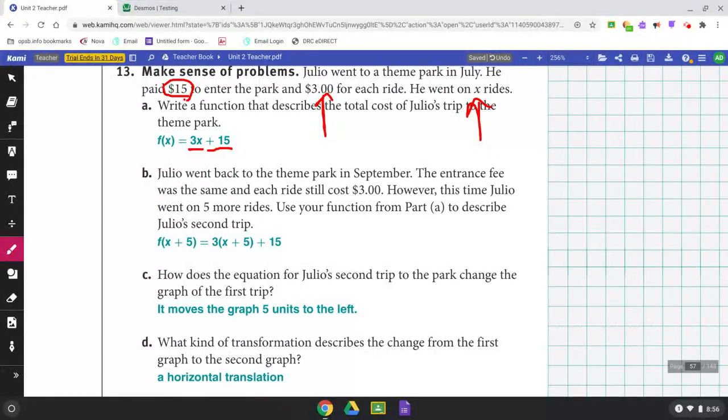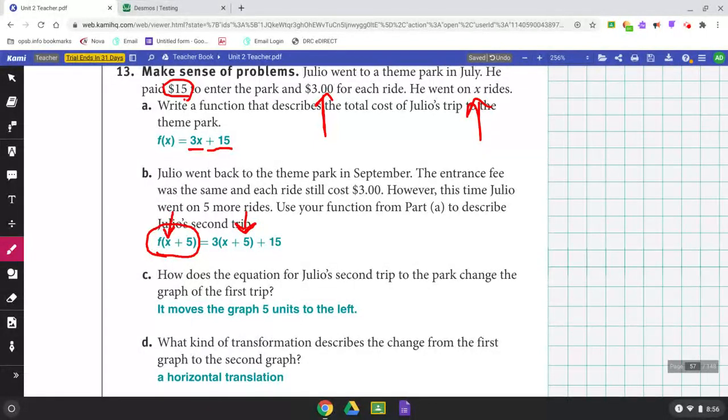Well, Julio's second trip is going to be f of X plus 5. We're adding 5 to X. We're adding 5 to whatever number of rides that he rode when he went in July. So inside our function, we add 5 to X, to the number of rides that he rode in July, to figure out how many rides he rode in September. So 3 times X plus 5, plus 15.